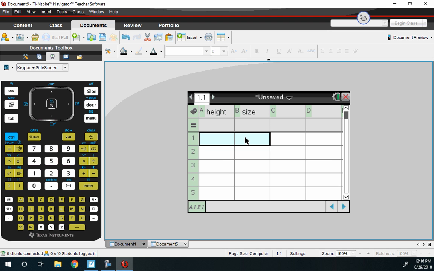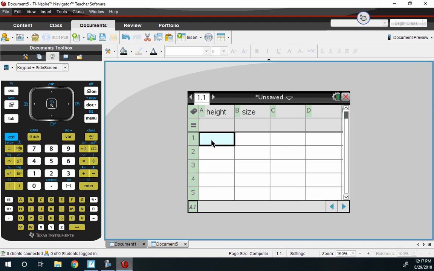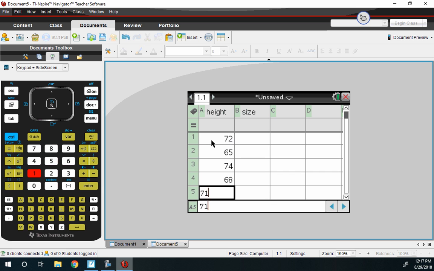All right. Starting with cell A1 then, do you see all of our X values, the 72, the 65, the 74, and all those? We're going to enter those in that order, okay? So what was our order? 72, 65, 74, everybody see those on the dry erase board? Go ahead and enter those in that order. 72, you can press enter after each one. 65, 74, 68, 71, and 82. Everybody got them?